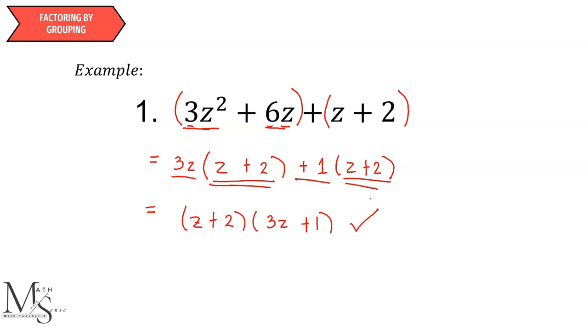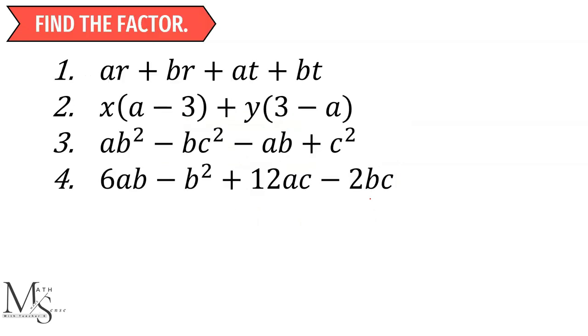And then that's it. Let's have another set of activities. Let's find the factors of the following. Let's start with number 1. First, let's group AR and BR since they have a common monomial factor, and AT and BT. Next, for the first group AR and BR, the common is the R, or the GCF is R.